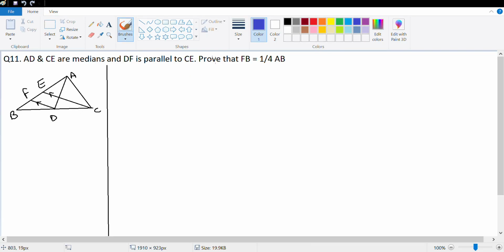Hi guys, let's look at the next question. The next question that we do is question number 11. But before we start with the next question, let us quickly revise what this chapter is about.